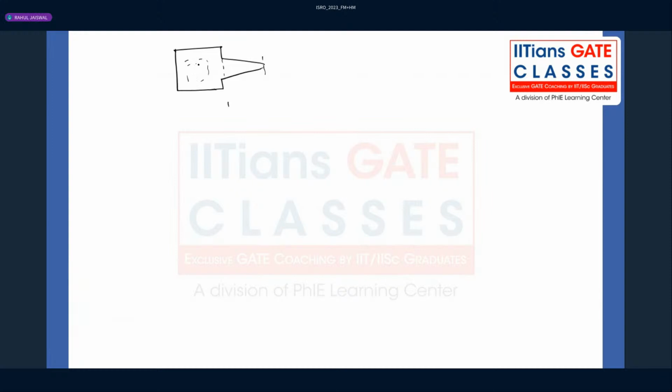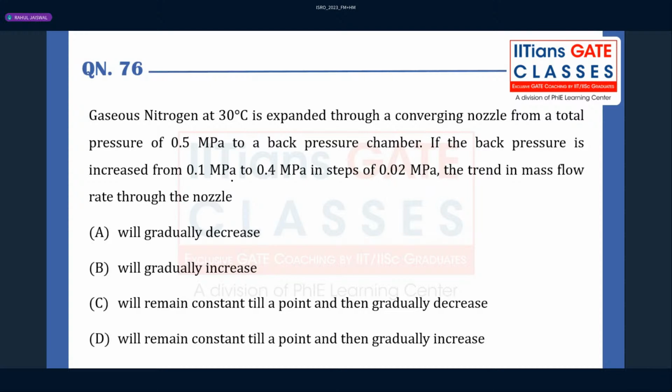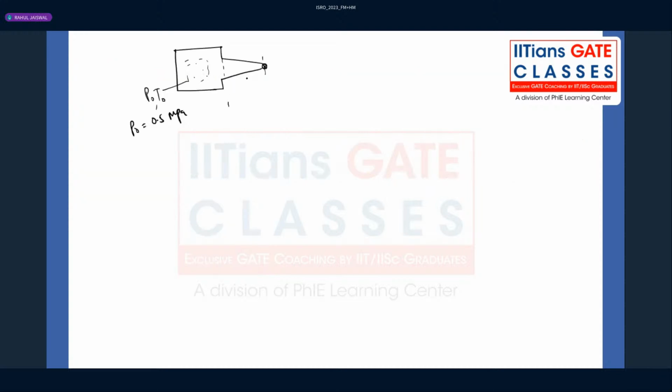Let's say the inlet pressure and inlet temperature will be fixed, P naught and T naught, in this reservoir, right? And that is being given as 0.5 megapascal. Now it has been expanded from 0.5 megapascal to the back pressure. Here we have connected the nozzle, and here we are maintaining some back pressure.